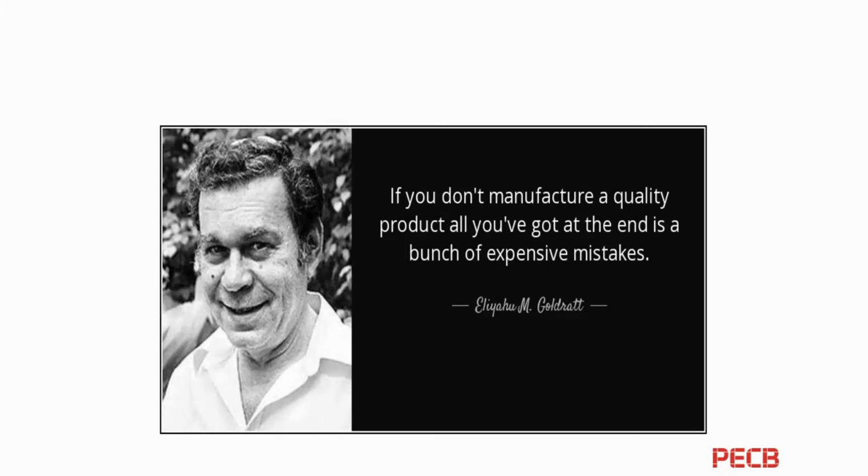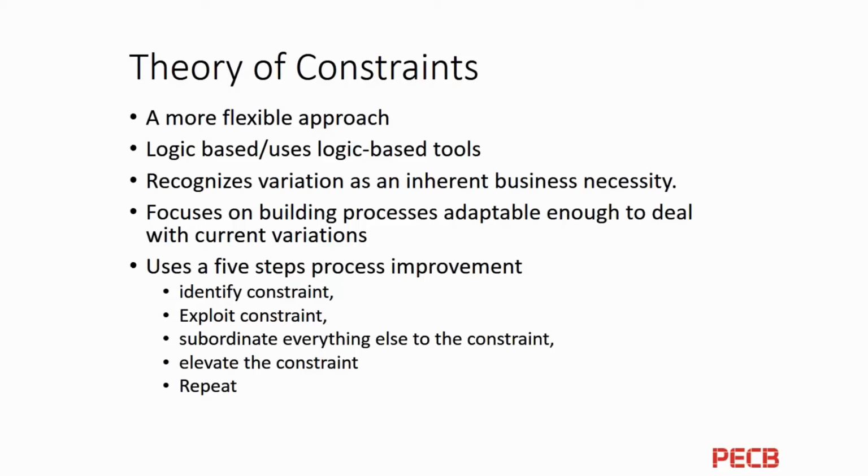One of my favorite mentors, let's call them, the founder of Theory of Constraints, Eliyahu Goldratt, said that if you don't manufacture a quality product, all you're going to get at the end is a bunch of expensive mistakes, which is pretty true, pretty right on the money.